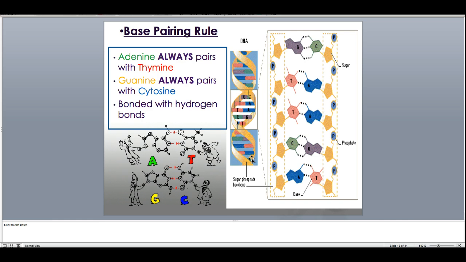We have a base pairing rule, and that says that adenine always pairs with thymine. Always, always, always. Guanine always pairs with cytosine. Always, always, always. And they are held together with hydrogen bonds.